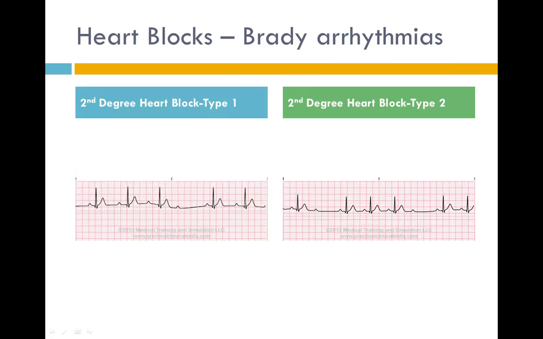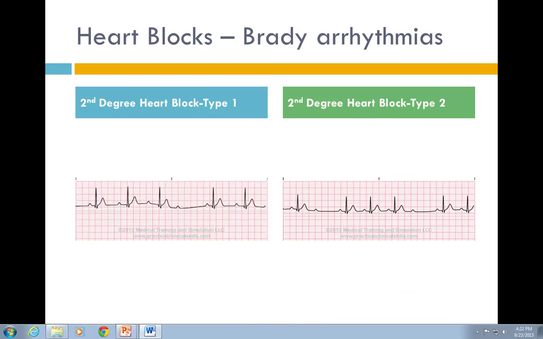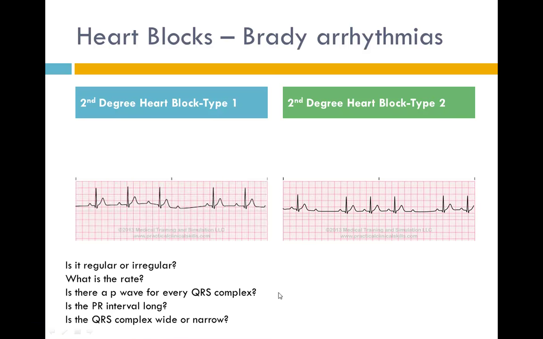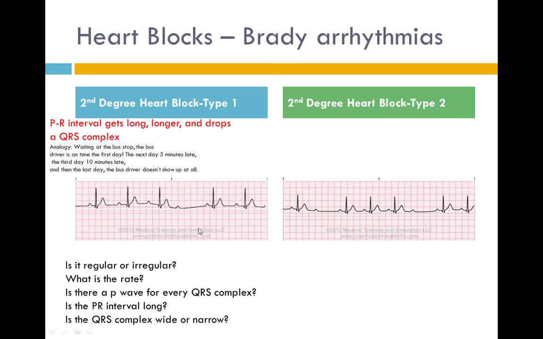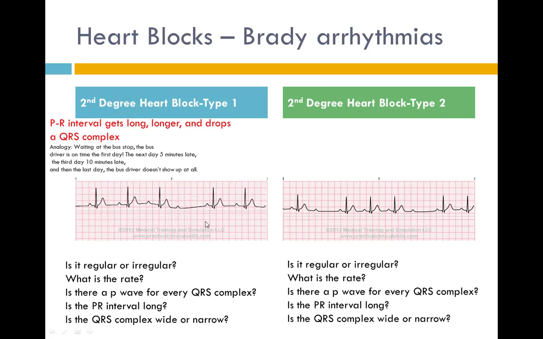All right, next, let's talk about second degree heart blocks. We have type 1 and type 2. For second degree heart block type 1, again, we're going to use our systematic process. Is it regular? No, you can tell that right away it's not regular. You can see there's a huge gap between this R to R. So I would say no, it is not regular. The next thing I'm going to ask is, what is the rate? It would be hard to do the rate, but in our quick method, 1, 2, 3, 4, 5, it's definitely slower, so somewhere around 50 beats per minute.